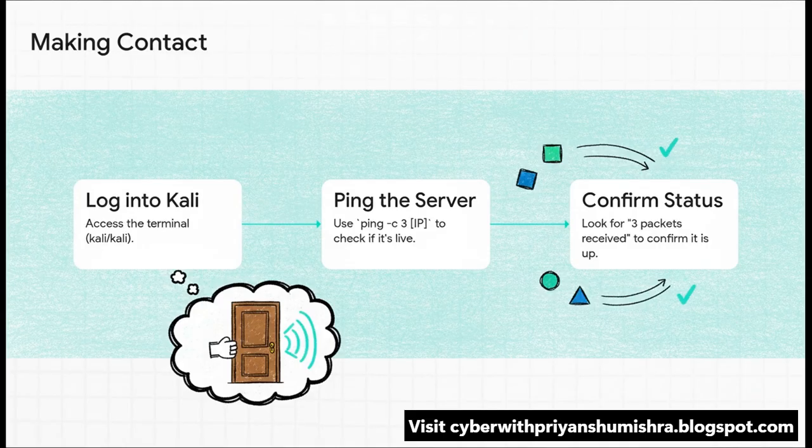But hold on. Before we make our request, we should probably check to see if anyone's home, right? We do that with a command called ping. It's literally like knocking on the server's door. We send a few little digital notes, or packets, and if they come back to us, like you see here with 3 packets received, we know the server is online and ready to chat.